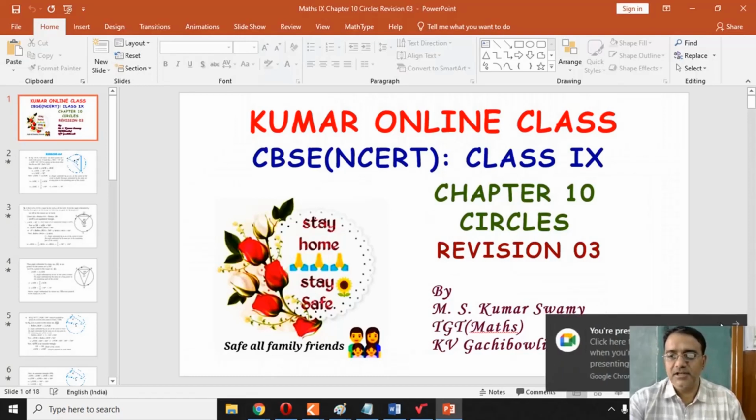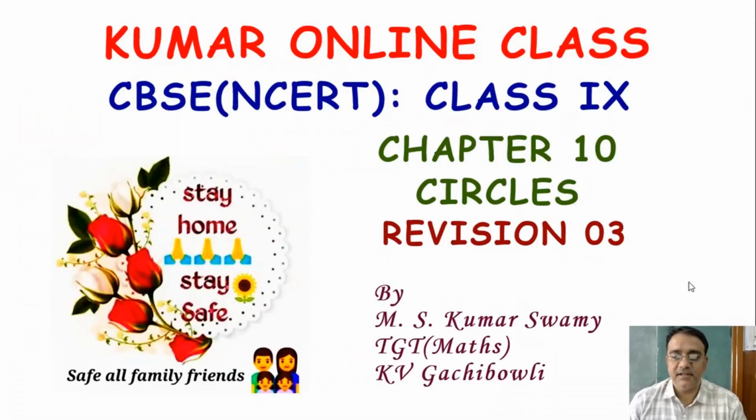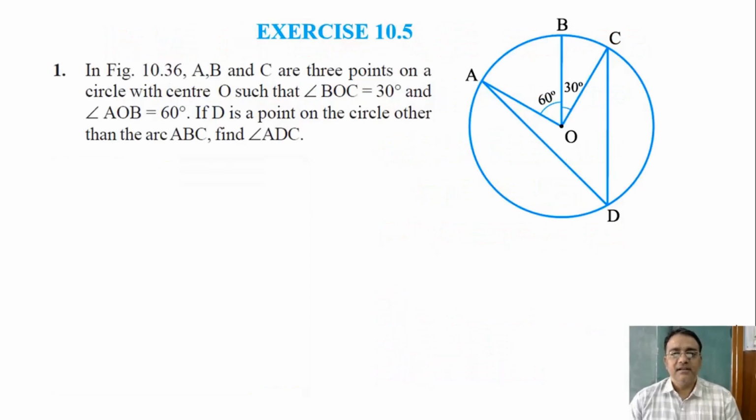Today we are going to start revision number 3 of chapter number 10, Circles. We have already completed 2 revisions and this is the last revision, and we are going to complete the last exercise, exercise 10.5. Only a few important questions are there. We'll complete all the questions, and exercise 10.6 is optional, so I'm not going to do it, because we will not set questions from it.